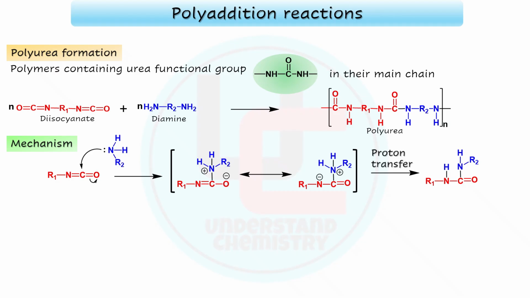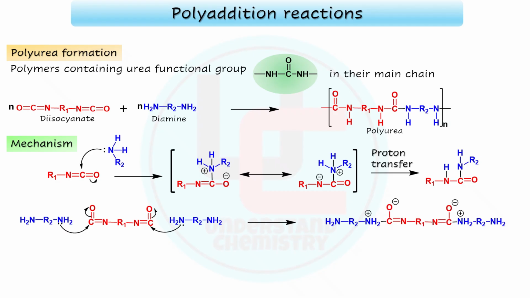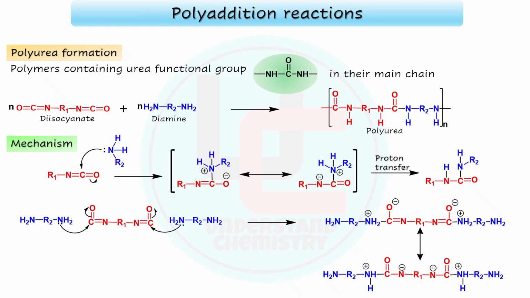Now, let us take a bifunctional monomer to see how polyurea is formed using this mechanism. When a bifunctional monomer is used, polyurea forms through a step growth polymerization mechanism where repeating units are linked by urea bonds. Each amine group attacks the electrophilic carbon in the isocyanate, forming a carbamic intermediate, similar to the one formed in the monomeric urea synthesis.